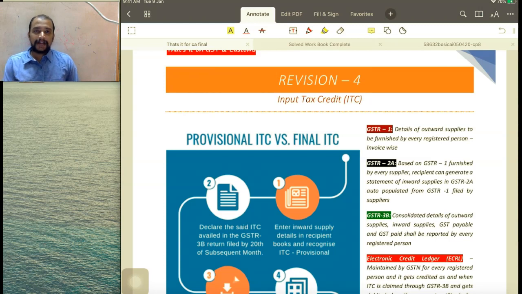Hello friends, welcome back. Now we are going to start with a new topic, that is revision for input tax credit. This is a very interesting and very important topic from the exam point of view, and a lot of questions are given by ICAI itself in their questions for practice. We are going to discuss all the questions, around 17 questions given in the ICAI questions for practice.